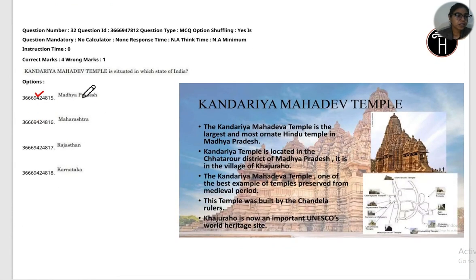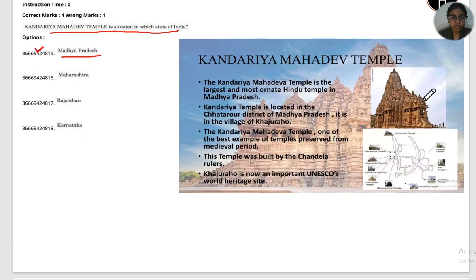Next we have: Kandariya Mahadev temple is situated in which state? Kandariya Mahadev temple is situated in Madhya Pradesh. Now just look at its image. This is Kandariya Mahadev temple. For what purpose is it famous?